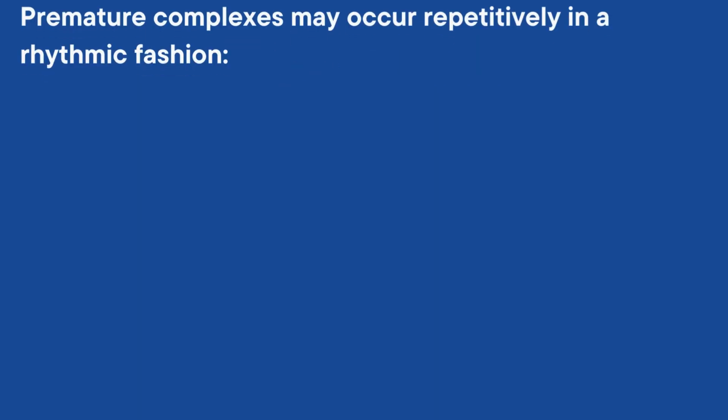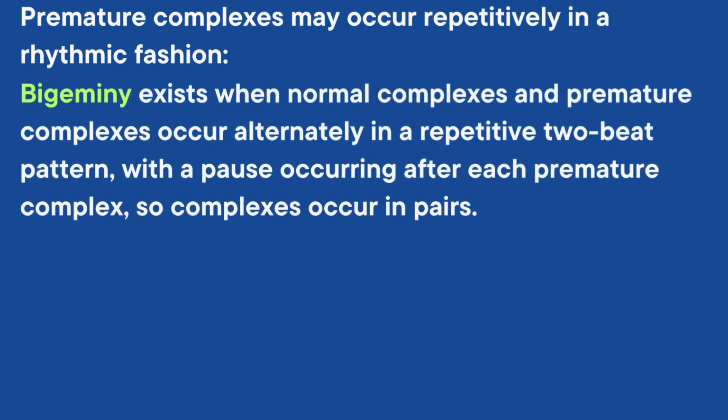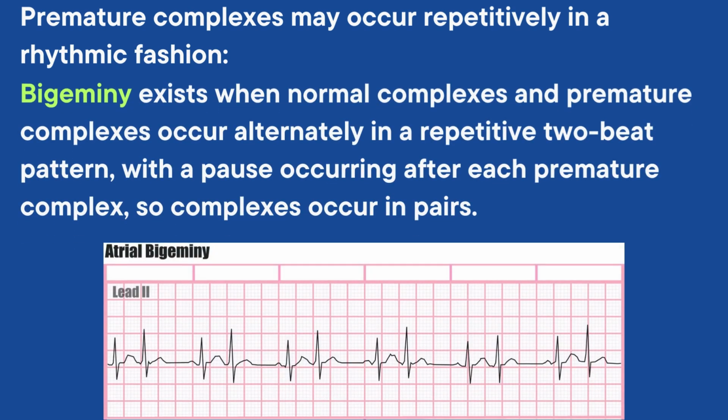Premature complexes may occur repetitively in a rhythmic fashion. Bigeminy exists when normal complexes and premature complexes occur alternately in a repetitive 2-beat pattern, with a pause occurring after each premature complex, so complexes occur in pairs.